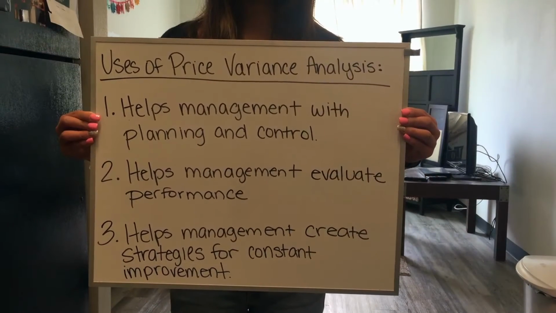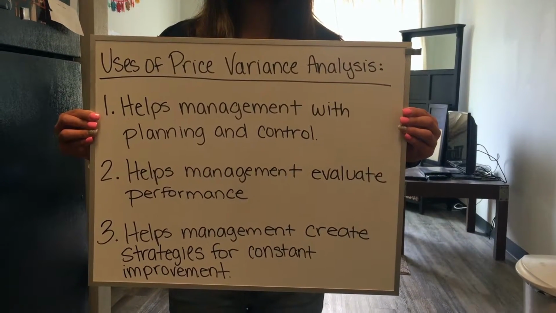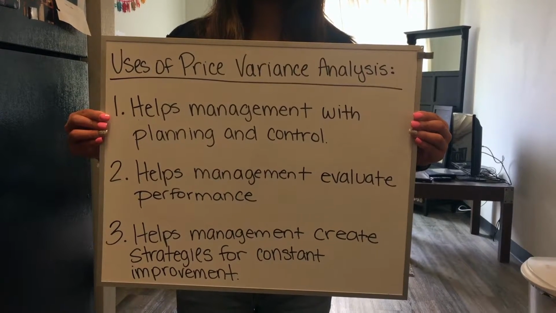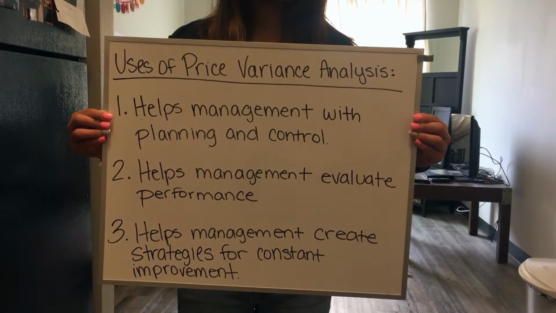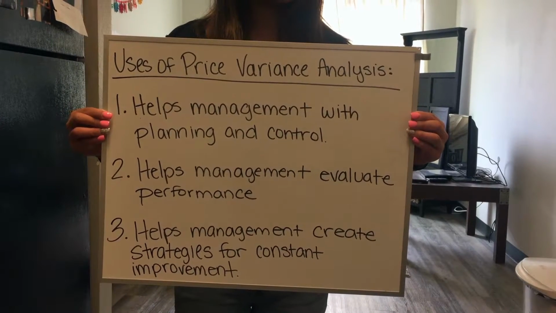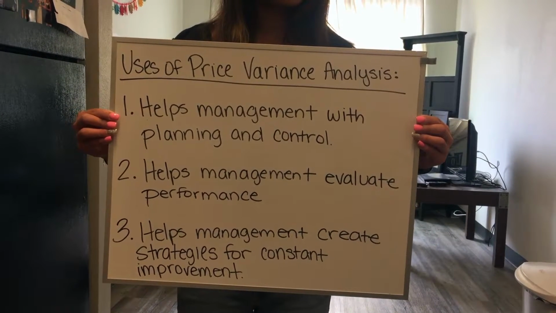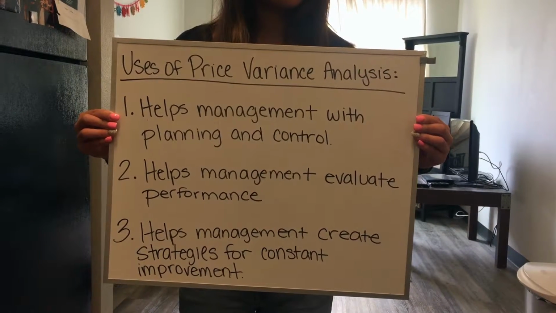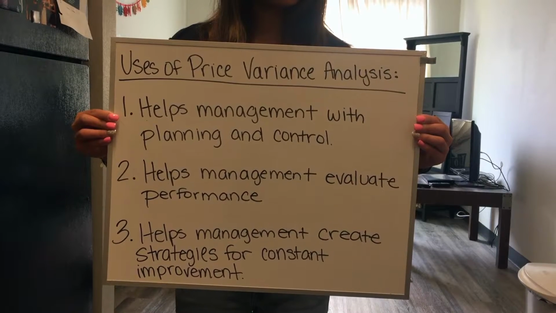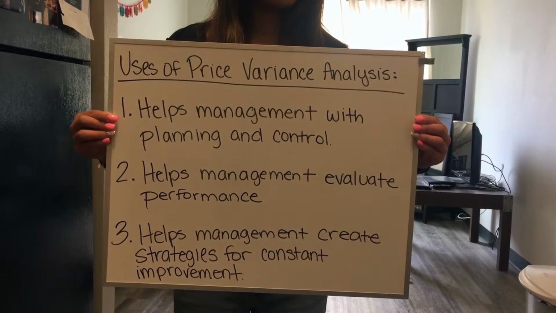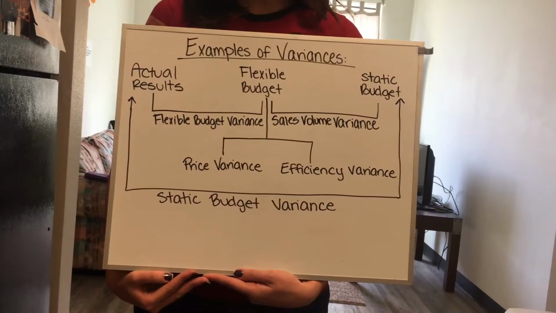The uses of price variance analysis. Variance analysis brings together the planning and control sides of management. It makes it easier for management to determine what activities are not operating as expected. Variances also help management evaluate performance after they implement changes in their system or process. Lastly, with the combination of management and variance analysis, a company has the ability to fine-tune strategies for constant improvement in performance.